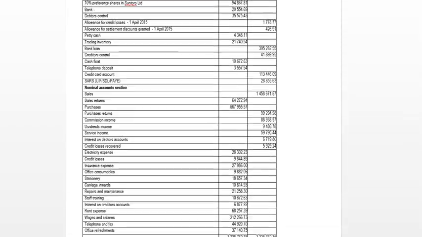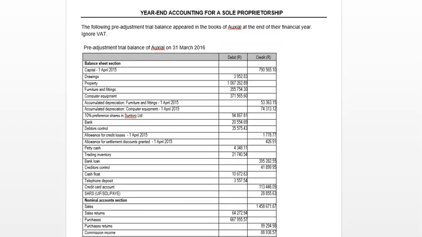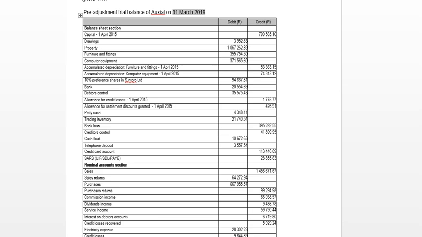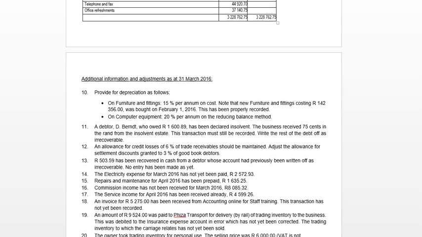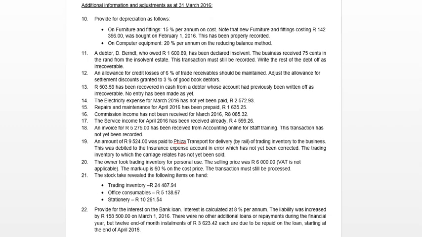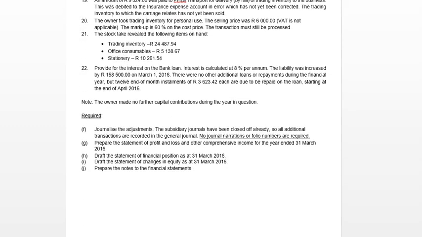But let's have a look at what we have. So the following extracts was taken from the books of Axel at the end of the financial year, and the financial year ends on the 31st of March 2006. We've got our balance sheet section, got our nominal account section, which are income and expenses, and then we've got additional information. And then required is we need to journalize all of this in the general journal.